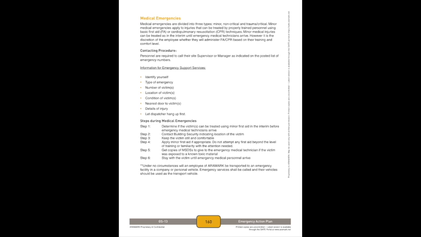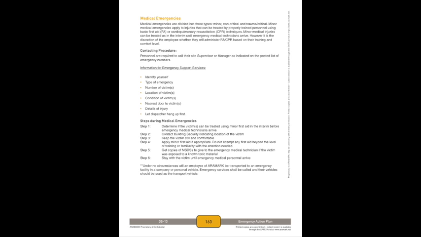Steps during medical emergencies. Step 1. Determine if the victim can be treated using minor first aid in the interim before a medical emergency technician arrives. Step 2. Contact building security indicating location of the victim. Step 3. Keep the victim still and comfortable. Step 4. Apply minor first aid if appropriate. Do not attempt any first aid beyond the level of training or familiarity with the attention needed.